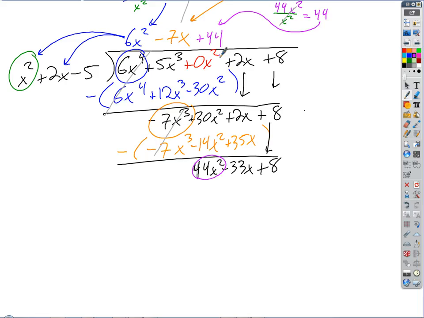How do I know this is going to be the last hurrah? There's no x. There's no x, right? And so I know this is going to be the end of the line. I'm going to get a remainder or not, but this will be the last time I have to go through it. So when I distribute the 44 through, 44 times x squared gives me 44x squared. 44 times 2x, what's that, 88x? And then 44 times negative 5 is what, negative 220?